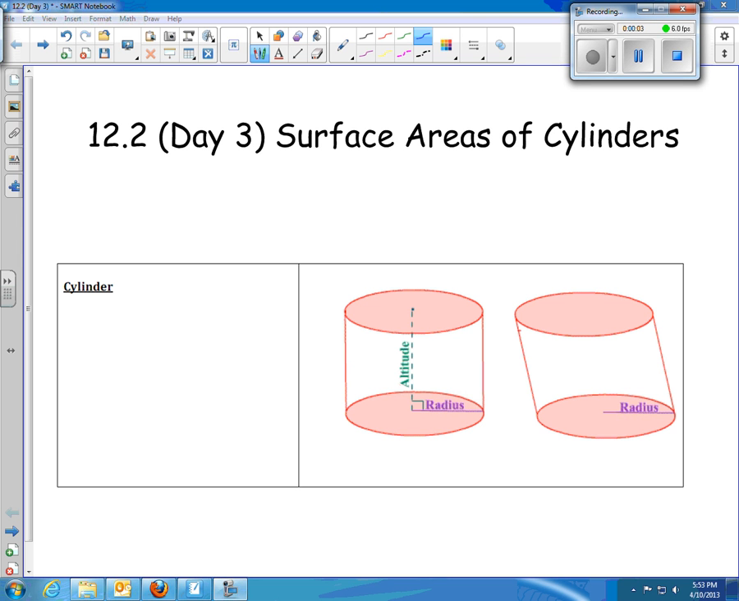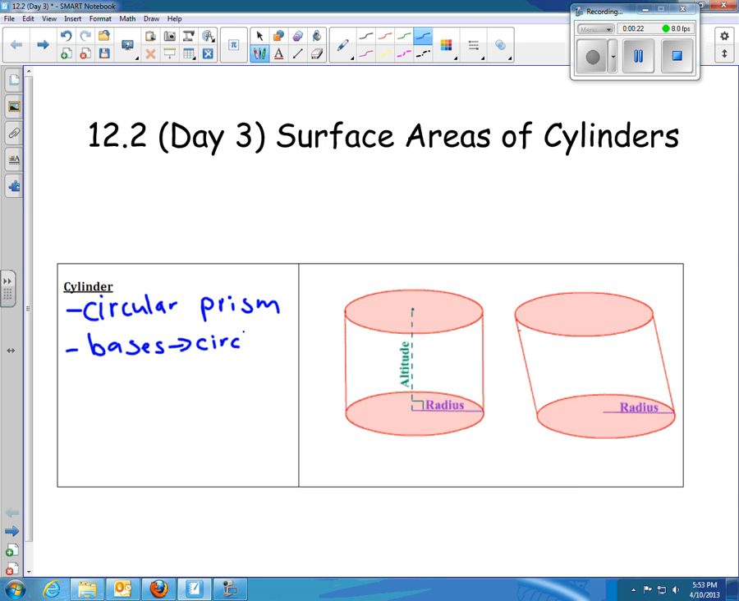Hey there, class. Today we're going to do 12-2, day 3 of surface areas, and today we're actually going to be covering cylinders. So a cylinder is just a circular prism, and its bases are the circles. And now think about the side. There's not really multiple sides, there's just one side. But if I actually cut open along this line and unrolled this part right here, what shape would that be? Think about it. We would actually end up with a rectangle.